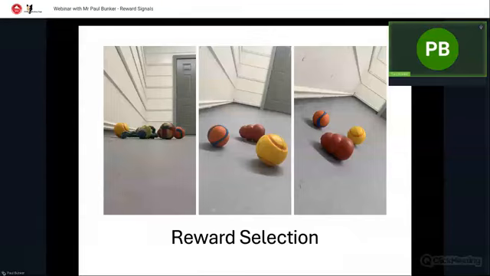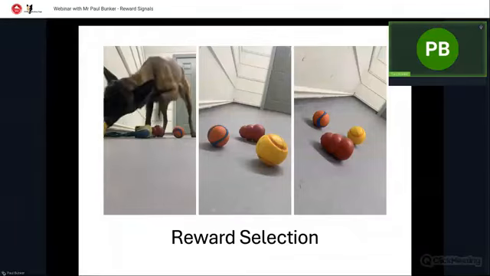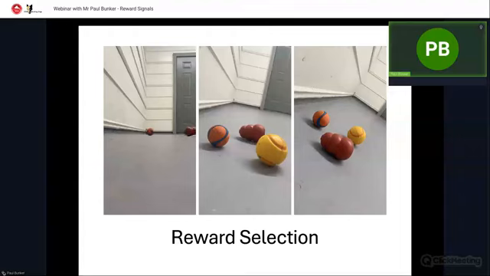So, reward selection. I've mentioned this a couple of times, and this is extremely important in my training process because accelerated learning tells us, and I'll show the videos again in a second, that a high value reward will accelerate learning. It will make learning happen quicker. But we don't know what the dog finds rewarding. The dog knows what the dog finds rewarding, so we have to ask the dog. And that's where the reward selection process comes in.